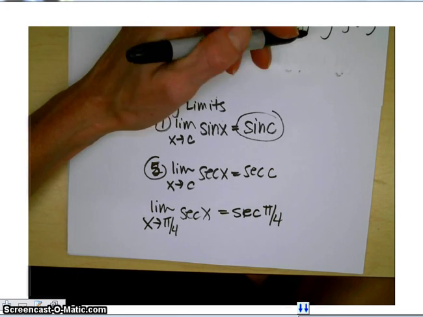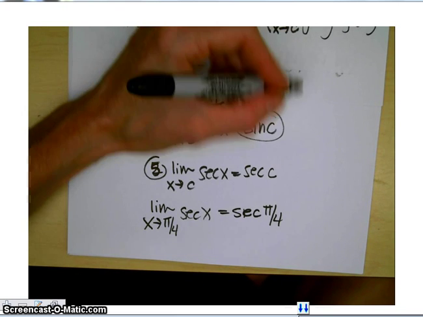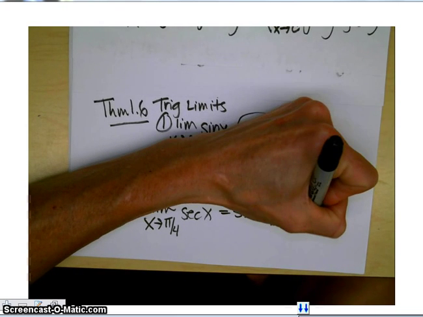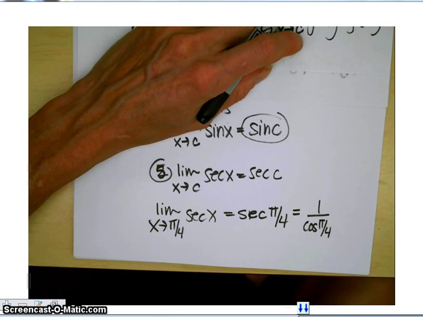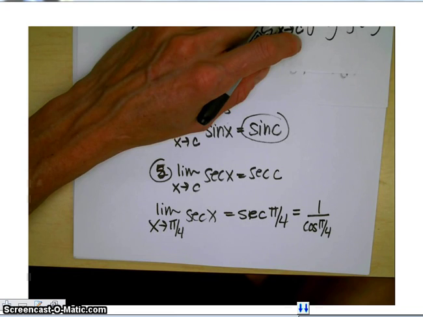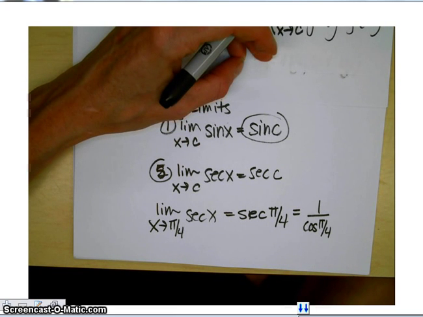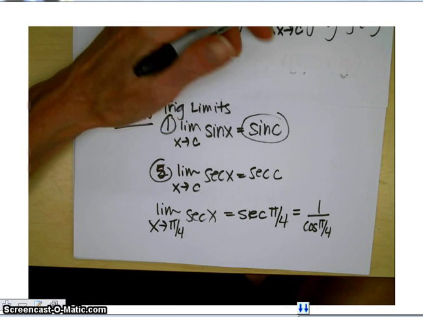Secant is the reciprocal of cosine. So if I find the cosine of pi over 4 and take the reciprocal, that's what 1 over the cosine of pi over 4 means. It means reciprocal. If I find the cosine of pi over 4 and flip it, then I'll have the secant of pi over 4, won't I? What's the cosine of pi over 4?